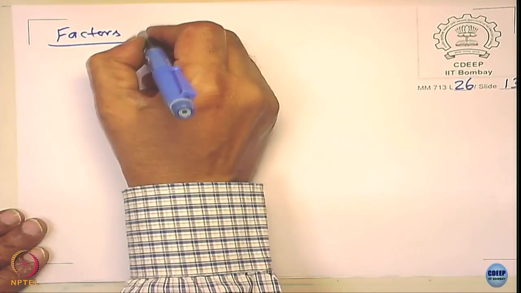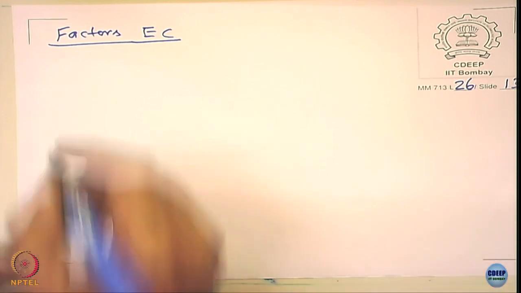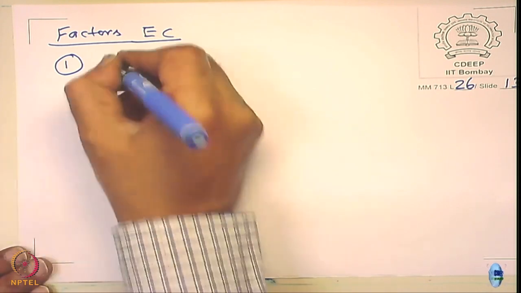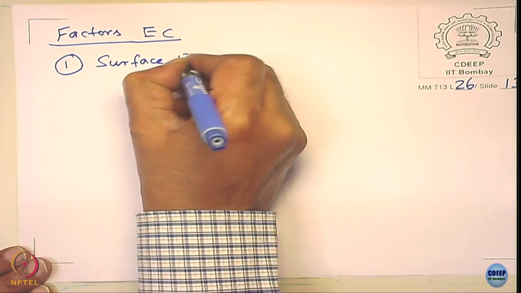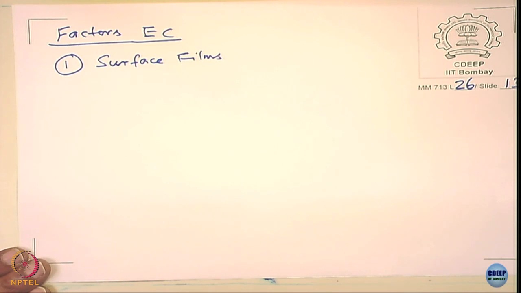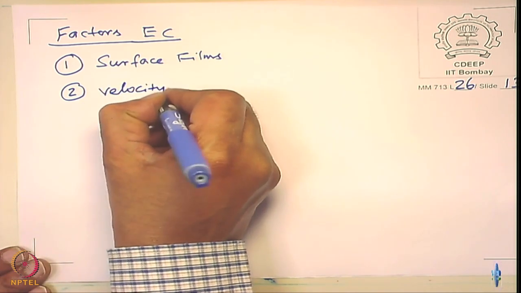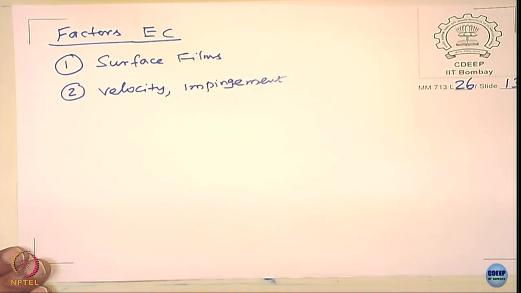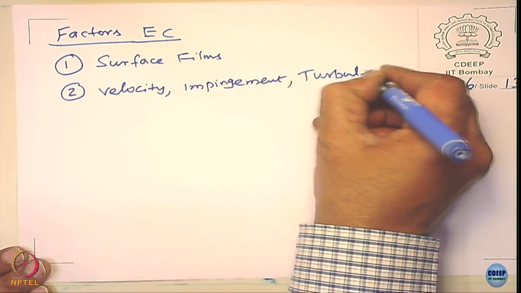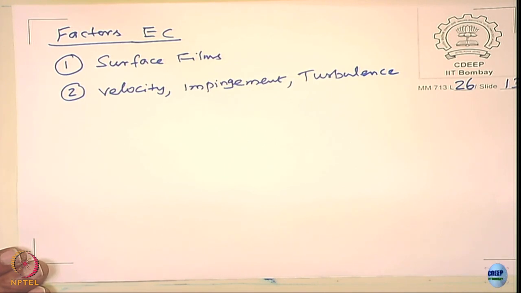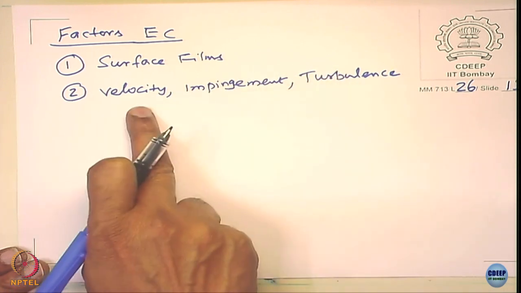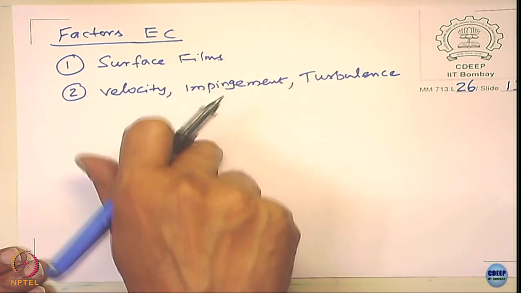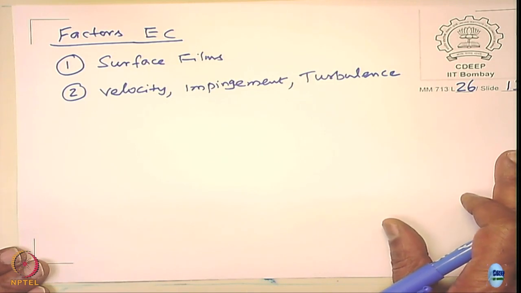So, what are the factors controlling or affecting erosion corrosion? Here also, we talk about the surface films. They are important. Talk about velocity, impingement, turbulence, etcetera. They are related to the physical state of the environment: velocity, impingement, turbulence. They are not talking about the chemical state of it, right. We are not talking about the pH or the corrosiveness of that. It is the physical state of the environment, okay.